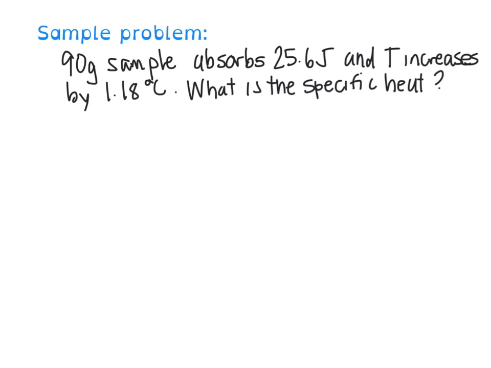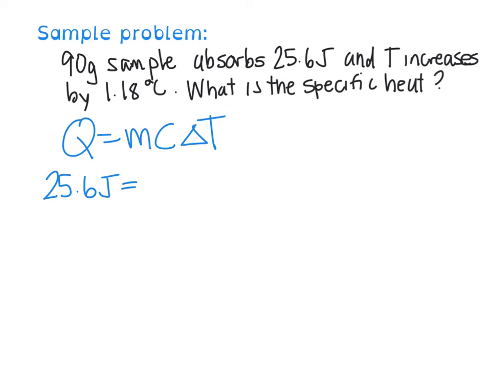Okay, so here is your sample problem. A 90-gram sample of a metal absorbs 25.6 joules and the temperature increases by 1.18 degrees Celsius. What is the specific heat? All right, so we know that Q equals mc delta T, and let's plug in the information that we know. We know that we have 25.6 joules of heat, and our sample has a mass of 90 grams. We're being asked to find C, and the temperature change is 1.18 degrees Celsius. So we have these numbers, and we can solve for C.